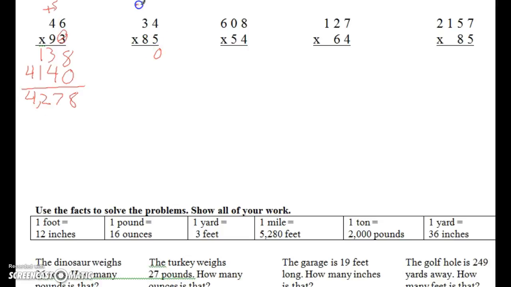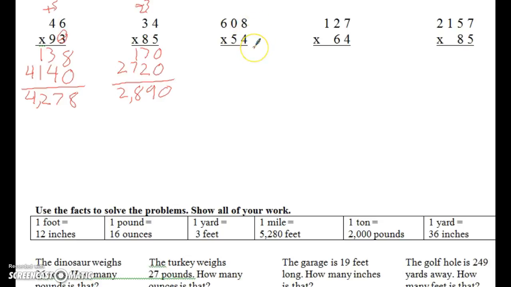5 times 4 is 20. Carry my 2. 15, 17. Marco Polo. 32. 24, 27. I'm at 2,890. Notice this 0 is in the middle, so I cannot mark it out.